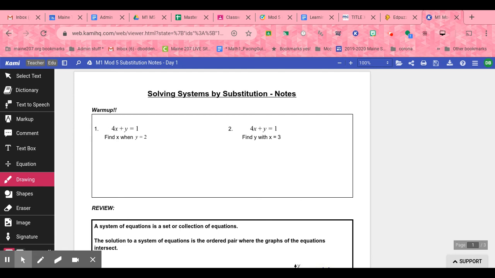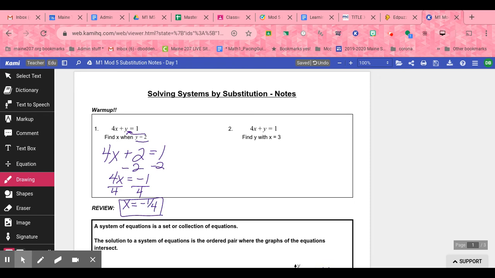All right, so you should have tried 1 and 2. In problem 1, we're using substitution here when you're given 4x plus y equals 1, and the directions say find x when y is 2. So if y is 2, I can just substitute that 2 in for y, like so, and then I can solve. So I'm going to subtract 2, divide by 4, and x is equal to negative 1/4.